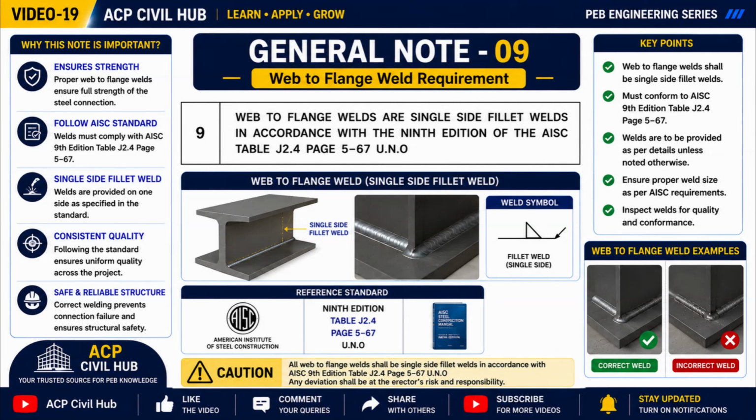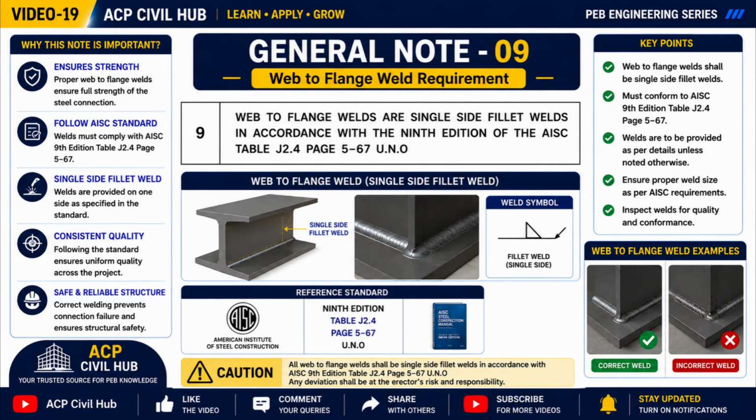General Note Number 9 explains the welding requirement between the web and flange of built-up steel sections. According to this note, web-to-flange welds shall be provided as single-side fillet welds, following the requirements of the AISC 9th edition, Table J2.4, pages 5 to 67, unless noted otherwise in the project drawings.